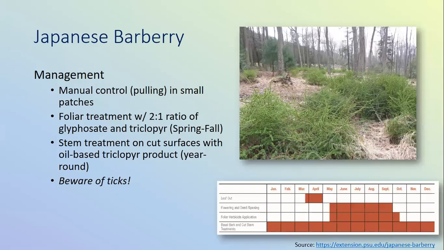To manage Japanese barberry, you can manually control these by just pulling them out. However, you definitely will want to put on some protective gear when you're doing that because they do have so many thorns. You can spray their foliage with a combination of glyphosate and triclopyr between the spring and the fall. And you can also cut the stems and do a stem treatment with triclopyr, and that can be done year round. Again, I really stress that if you're working around these Japanese barberries, please be aware of ticks and do a tick check anytime you're around them or after you've removed them.